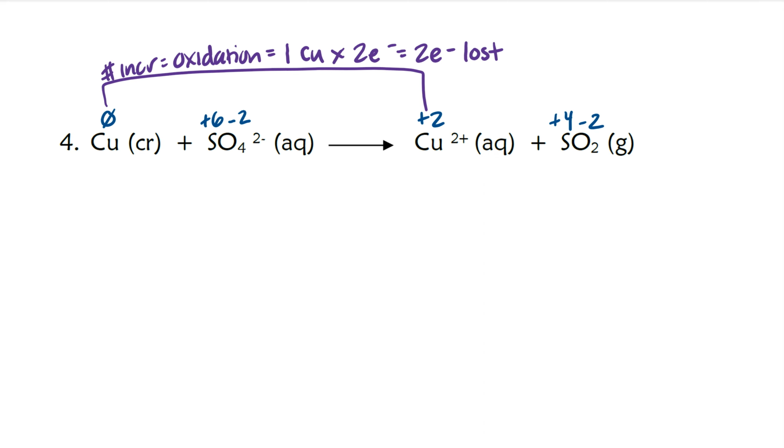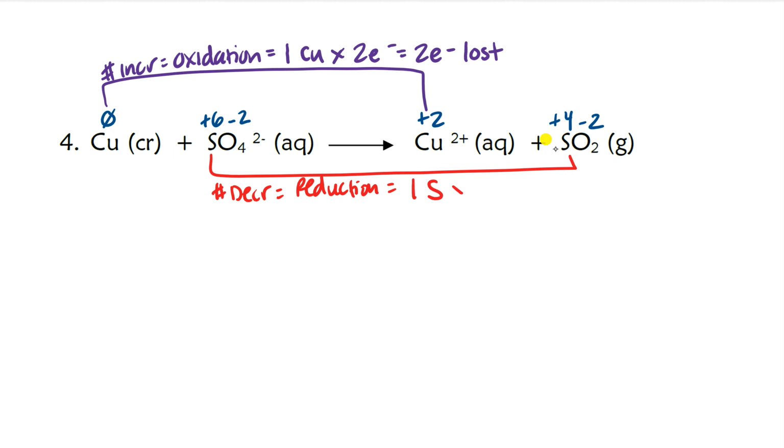Step 3, repeat this process for the reduction part. The sulfur went from a +6 down to a +4. Oxidation number decreased. So the sulfur is reduced. Number decreased. That's my reduction. There is 1 sulfur atom. It changed by 2 electrons, so I have 2 electrons gained.